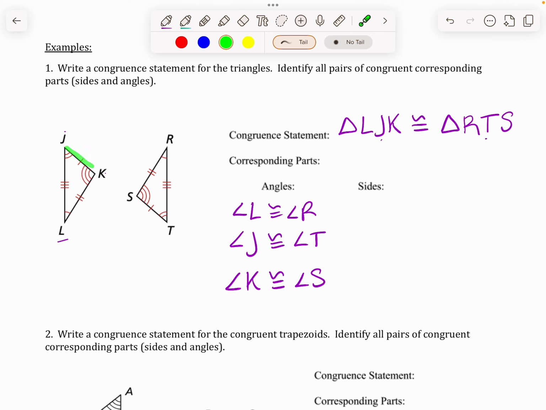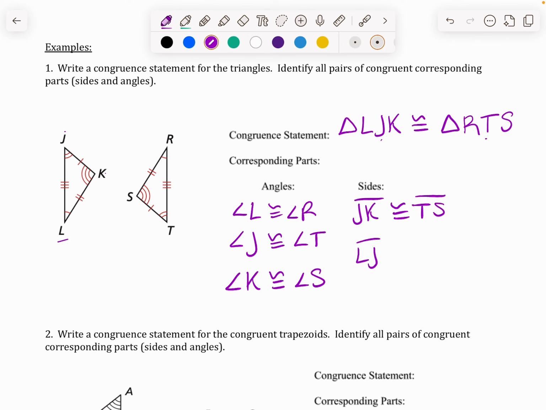So JK and ST, or you can get that from your congruency statement. JK and ST, or in ours would be JK and TS. But ST and TS are the same thing. So it's a segment, you can go either way. You can get from the diagram, or you can use your congruency statement. So like LJ and RT would be the first two. So those are congruent, LJ and RT.